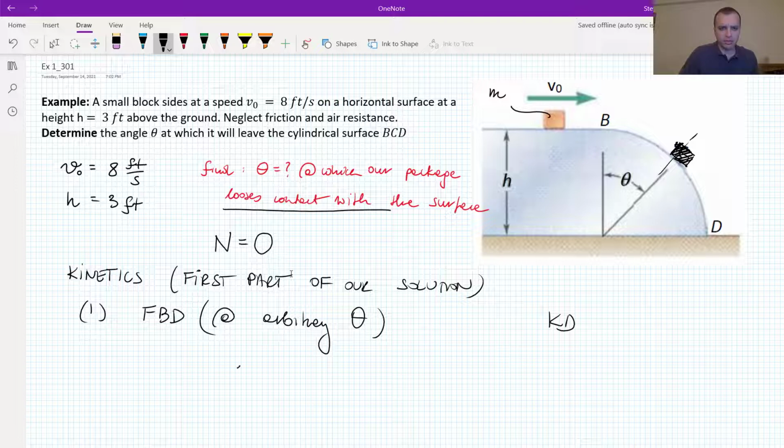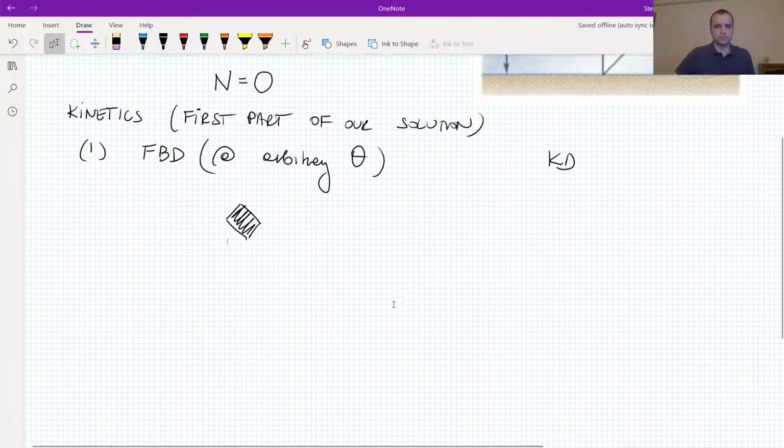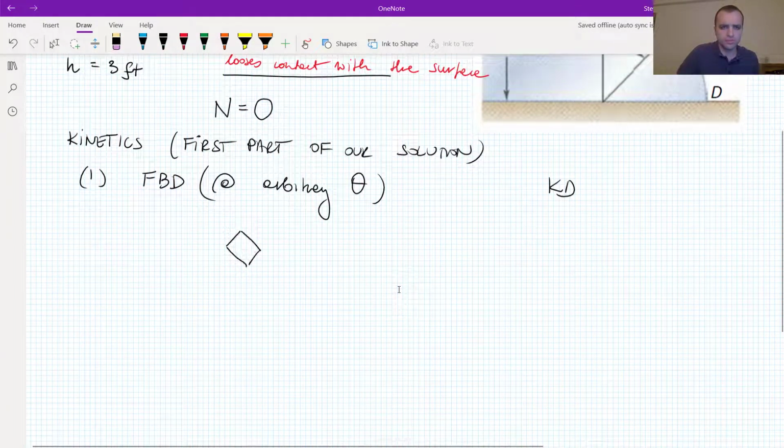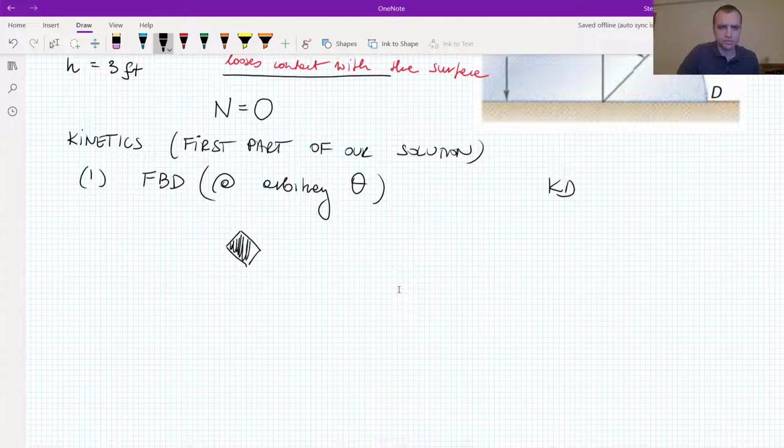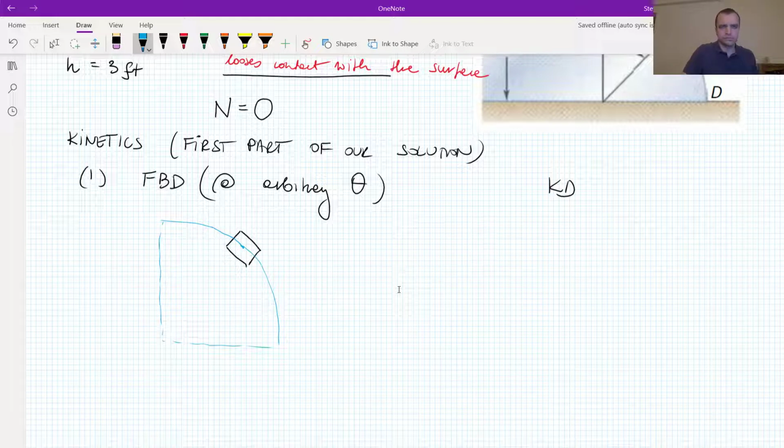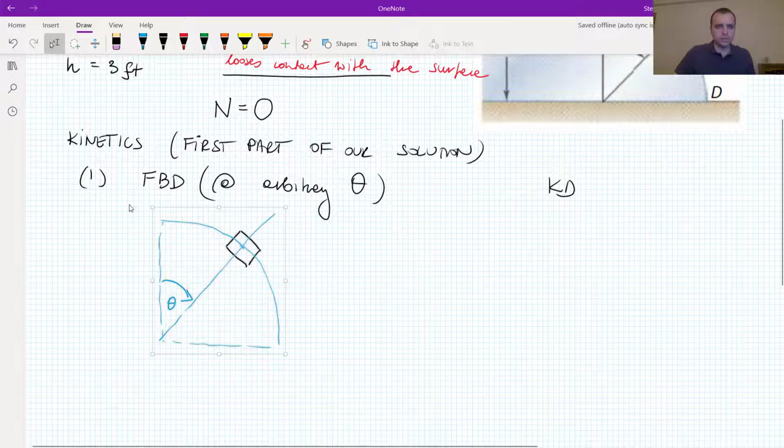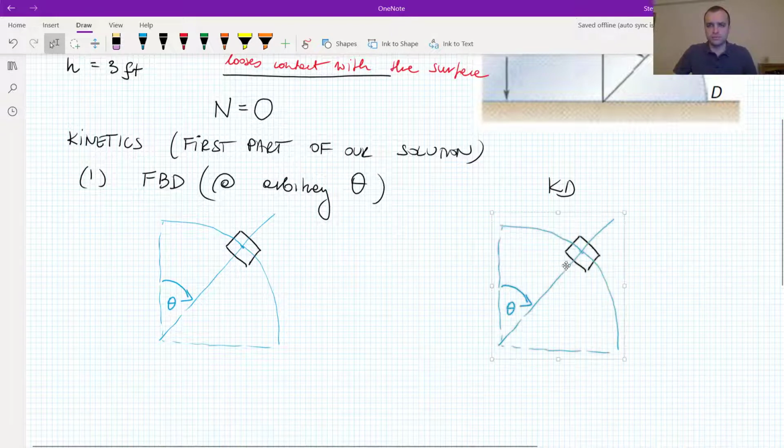So I would like to represent our particle with such a rectangle. I think that this is our trajectory. No, actually, maybe it's better if it's not filled out. This is our trajectory. And this is our arbitrary theta. Let me copy paste this drawing to our kinetic diagram.